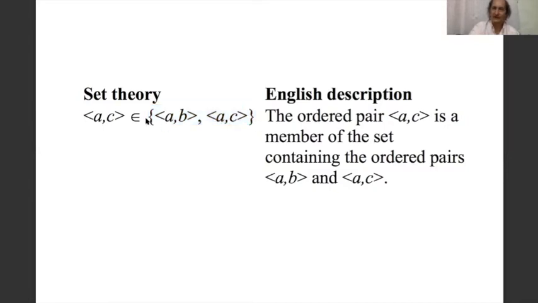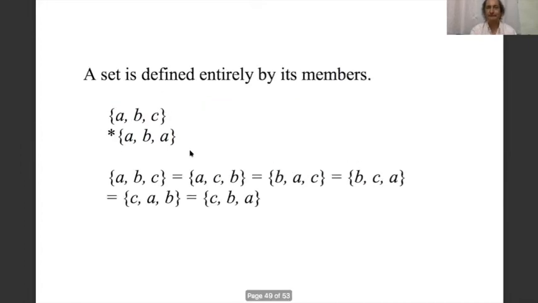Another way to say that is if we look inside of this set, we're going to find inside it this pair. This ordered pair is right there. That makes it the case that this ordered pair is a member of this set. Now, a set is defined entirely by its members. We can say the set ABC, and the only thing that matters is that A is in that set, B is in that set, C is in that set, and nothing else is in that set.